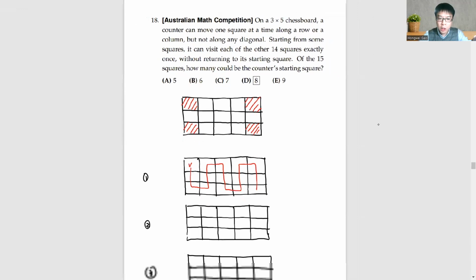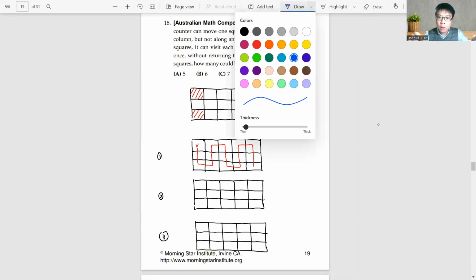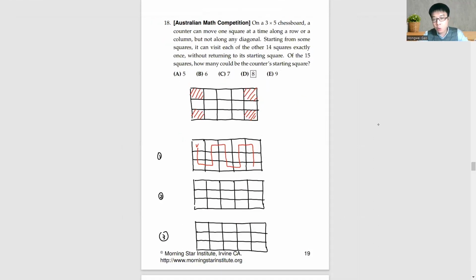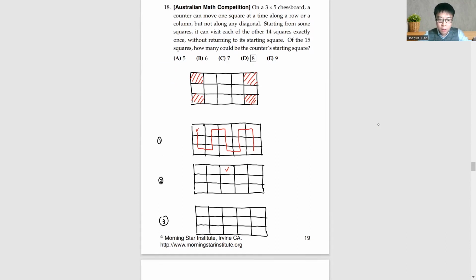And then we check the second type of square that works, which is the middle square of the first row. So it's not hard to see the valid path. It's of course not unique. So this works. So this type of square works. Similarly, the third row, the middle square also works. They are of the same type, right?